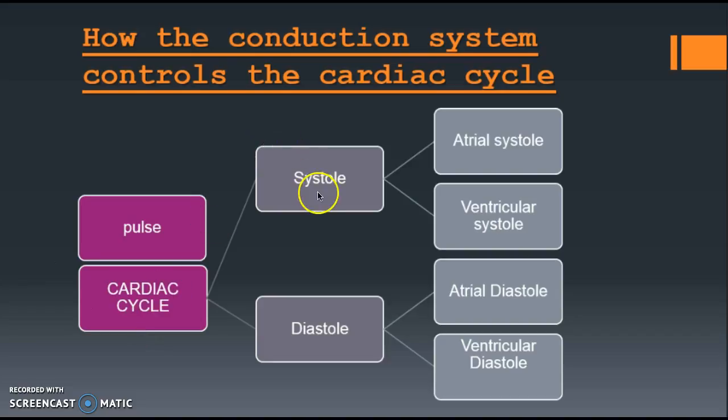So then we have the two phases. We have the systole and we have the diastole. The diastole takes roughly 0.5 of a second to happen, whereas the systole is even quicker than that, at 0.3 of a second. So it takes 0.3 of a second to contract the atria and the ventricles. Therefore, overall, the whole cardiac cycle would take roughly 0.8 of a second.